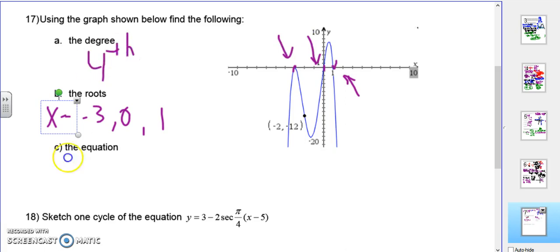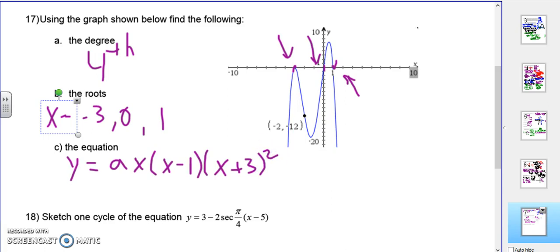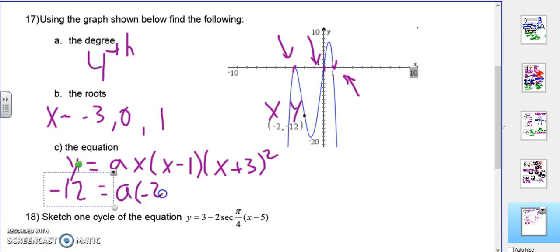So when I do my equation, it's going to be y equals, we need to find the a value, but before we do that, we're going to have an x minus 1, and an x plus 3 squared. So now we're going to take negative 2, plug it in for x, and negative 12 plug in for y. So negative 12 equals a times negative 2, negative 2 minus 1, negative 2 plus 3 squared.